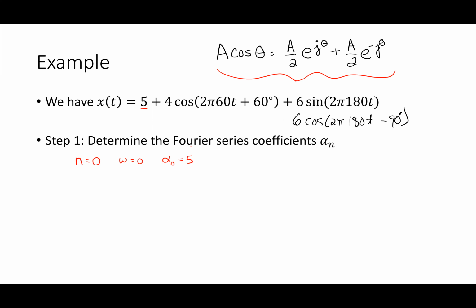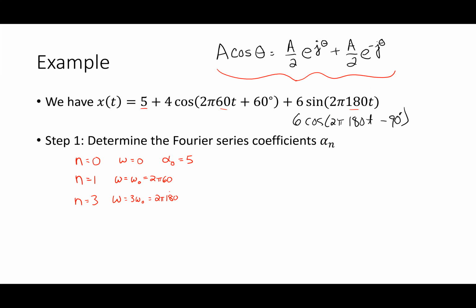Now, what I also have here is cosine 2 pi 60t and sine 2 pi 180t. So what I see is that I have a fundamental here. Omega naught is the way I usually write my fundamental. That's 2 pi 60. And then it looks like I also have n equal to 3, which is an omega value equal to 3 omega naught, or 2 pi times 180.